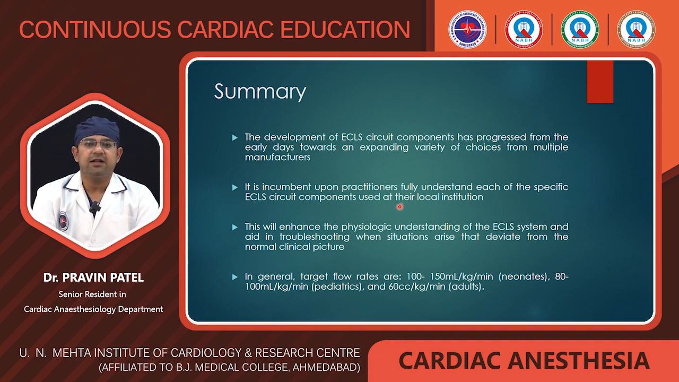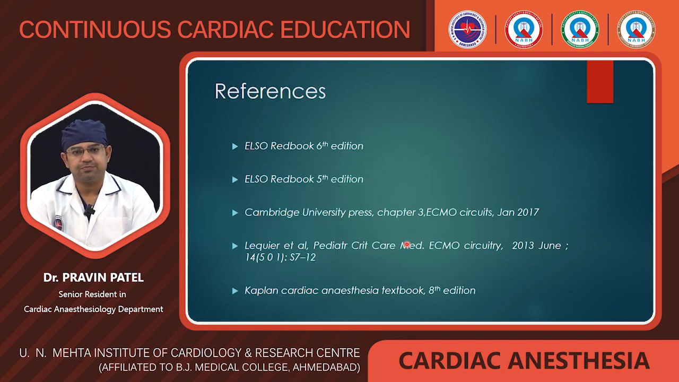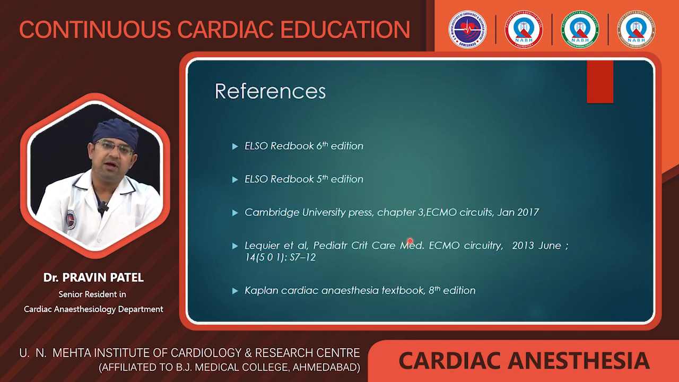In general, the target flow rate, as we already discussed, is 100 to 150 ml per kg per minute for neonates, 80 to 100 ml per kg per minute for pediatrics, and 60 ml per kg per minute for adults. This is what we routinely practice, and based on that and the patient's requirement, we change the flow rate. These are all my references.